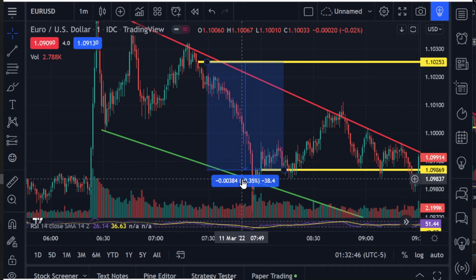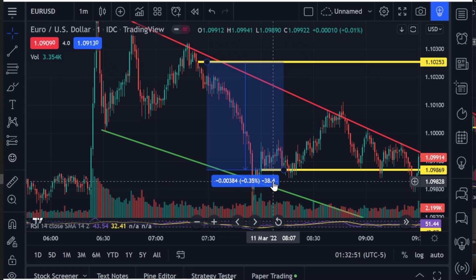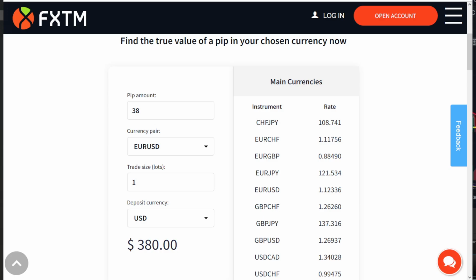So this thing is telling us that it's 38.4 pips. So we can go over here to a pip calculator, put in 38.4 pips, and we have the currency pair that we're trading, Euro USD, and right now trade size lot of 1. Our account currency is US dollars, so if we did a trade size lot of 1, we would be making $384. Do you remember why it's $384 based on what we have here?